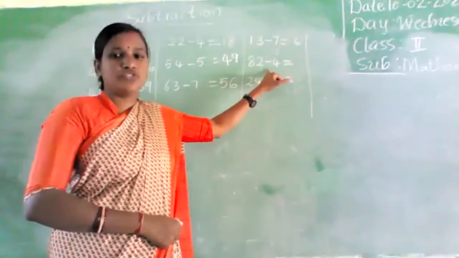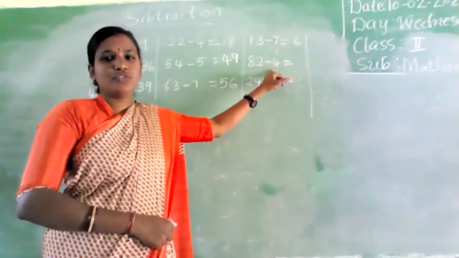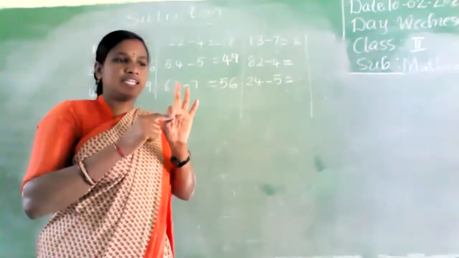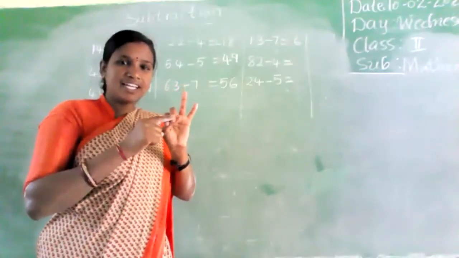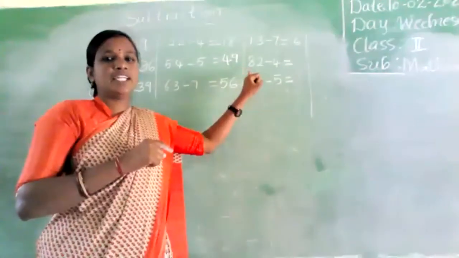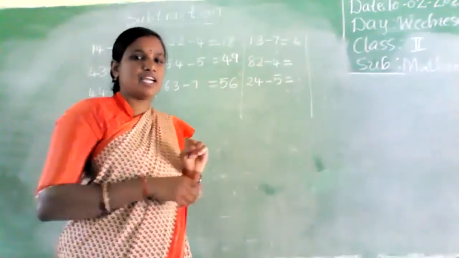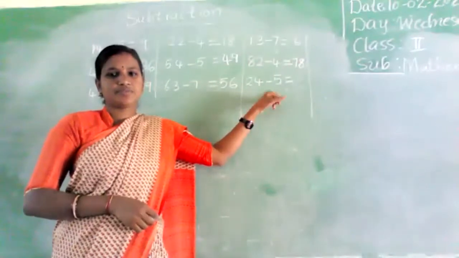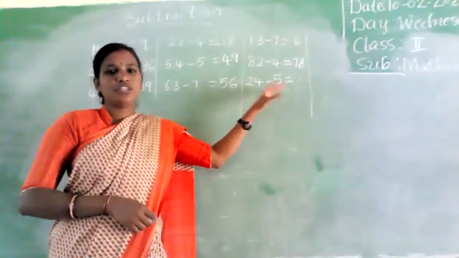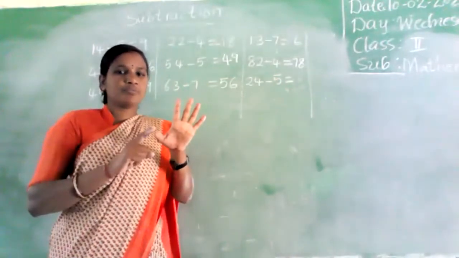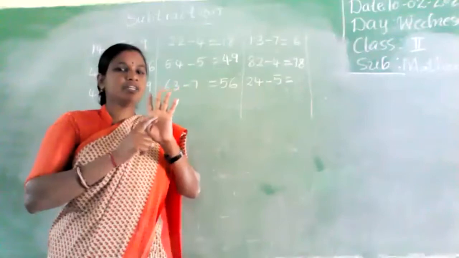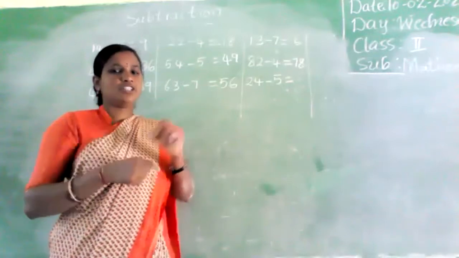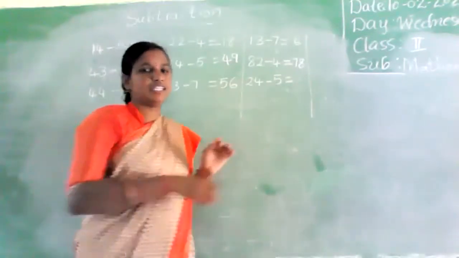Now 82 minus 4. Keep 82 in mind, take 4 fingers. 82 before number: 81, 80, 79, 78. So 82 minus 4 is equal to 78. Next, 24 minus 5. Keep 24 in mind, take 5 fingers. We have to count before numbers: 23, 22, 21, 20, 19. So 24 minus 5 is equal to 19.